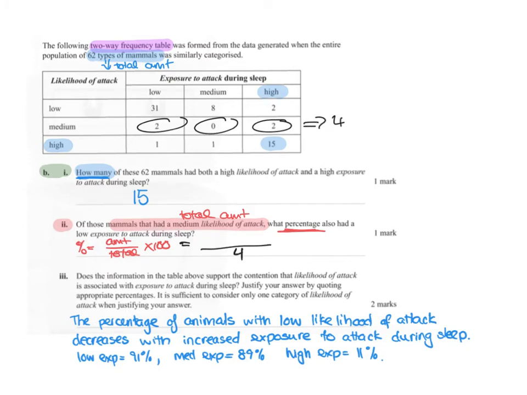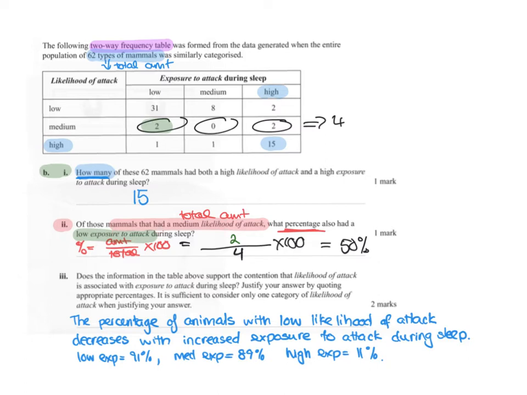So of them, how many had a low exposure to attack? So we go and look, there's 2, yeah? So 2, and we've got to times it by 100 because it's a percentage. So what will that be? 50%. Okay?